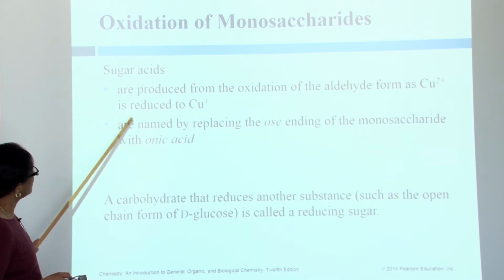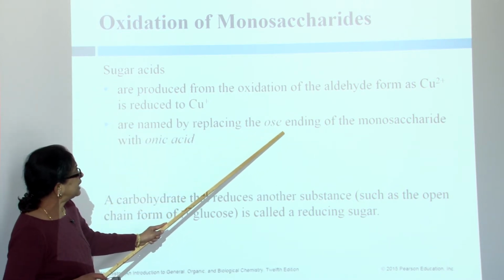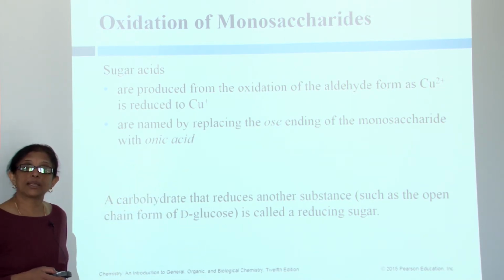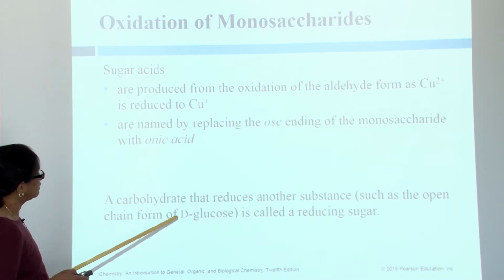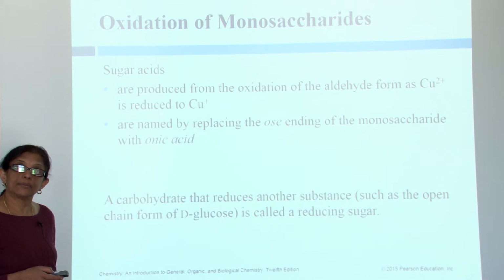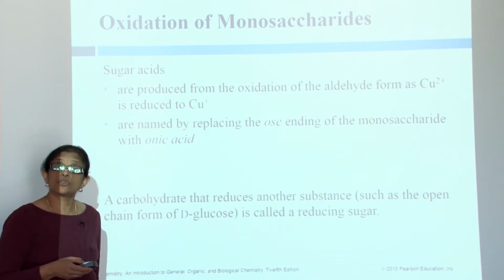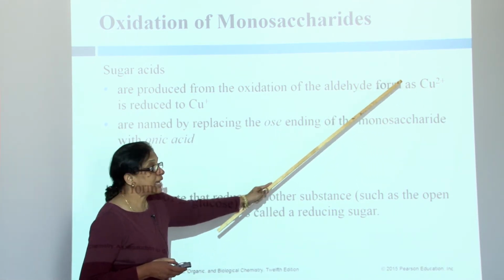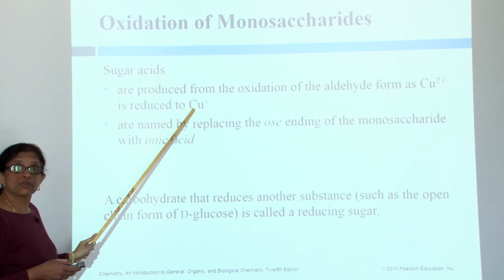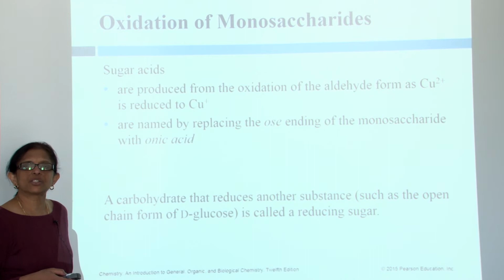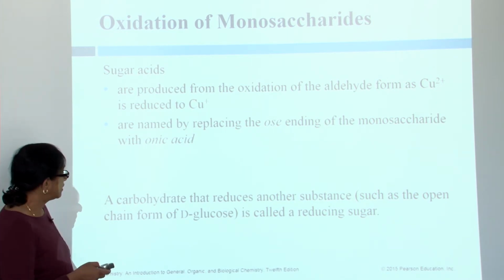These sugar acids are named by replacing the OSE ending of the monosaccharide with onic acid. We saw glucose, gluconic acid. A carbohydrate that reduces another substance is called a reducing sugar, because this glucose solution is able to reduce copper ion with 2 positive to copper ion with 1 positive. That is reduction. Because the sugar is able to do that, it's called a reducing sugar. It has the ability to reduce the other molecule.